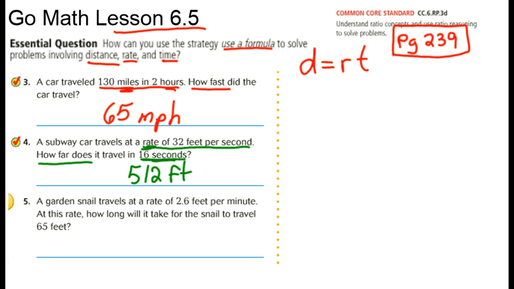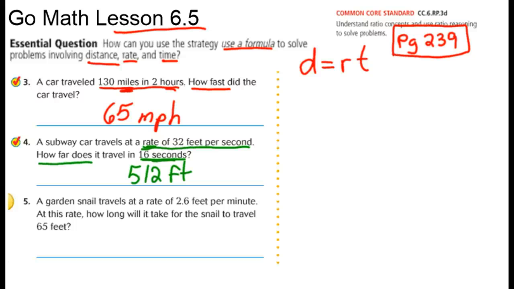Okay, now I would like you to attempt question 5 on your own. So go ahead and pause the video and use the steps that we went through in questions 3 and 4 and solve for your missing piece in the formula. After you finish, start the video again and I'll work the problem out for you. Okay, thank you for pausing the video. Let's look at the problem.